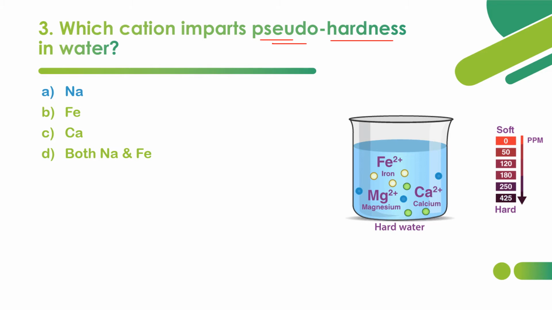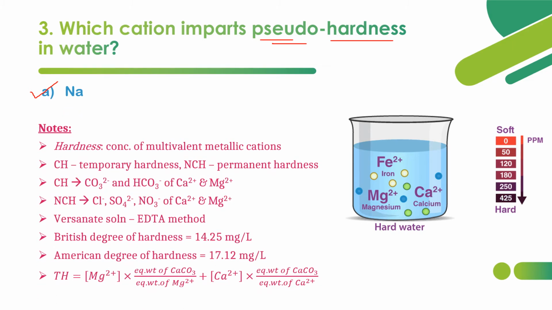If there is sodium in water, that cation does not impart hardness. That's why it is called pseudo hardness in water. It should not be mistaken that because of not inhibiting the soap formation, we can say sodium is imparting the hardness. Sodium is not imparting hardness in water. So that's why it is called pseudo hardness. So let's see more about hardness.